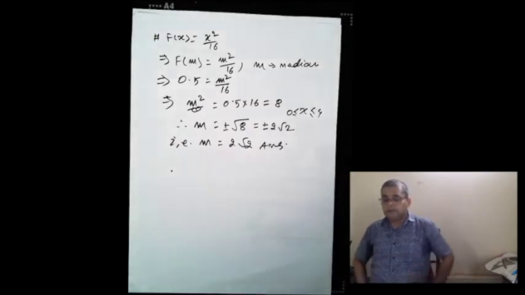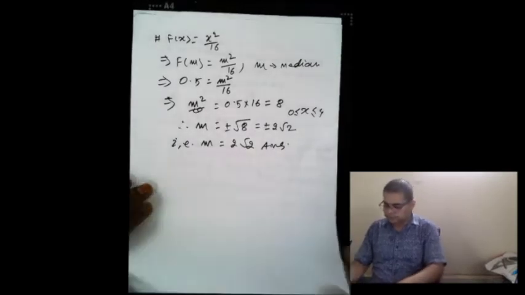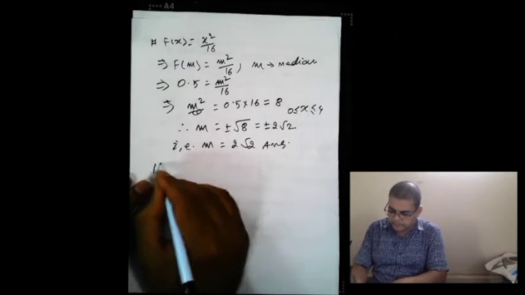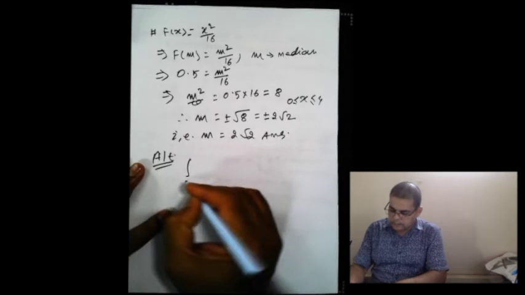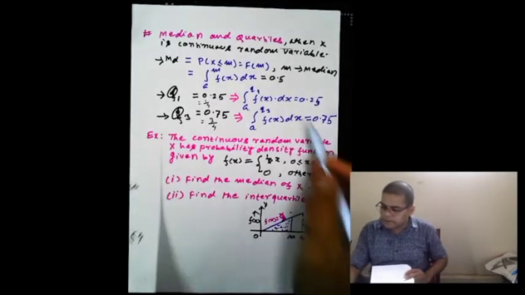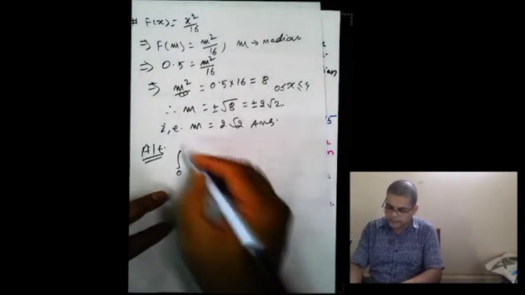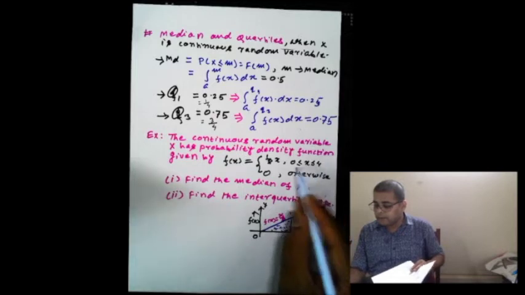So in this way you can calculate the value of the median by using the cumulative probability distribution function. You can do this directly also. So directly, how can you do this? In an alternative way, you can write the integration with the lower limit 0, and then it will go up to the highest value, 4, but we don't need the highest value, we need the value in the middle of 0 and 4.